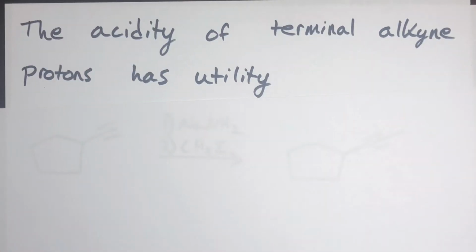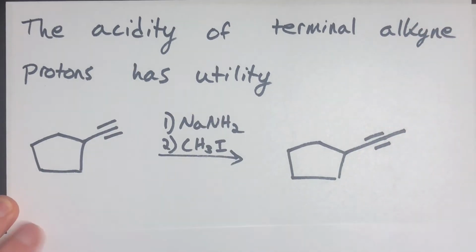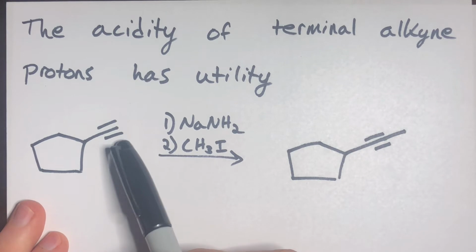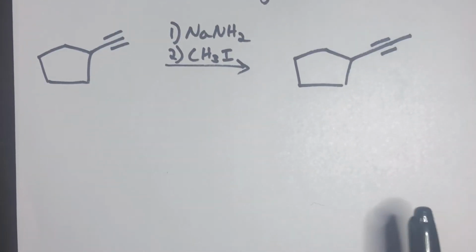The point of all of this is that we can take advantage of the acidity of these terminal alkyne protons to do new reactions and to increase the carbon skeleton, the number of carbons in a particular molecule, because we can create a nucleophile due to the acidity of the alkyne proton. So for instance, if we look at this reaction, we can create a new carbon-carbon bond between the terminal alkyne carbon and this CH3. So I'll illustrate the mechanism here.